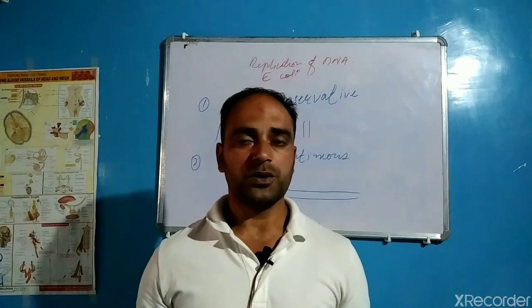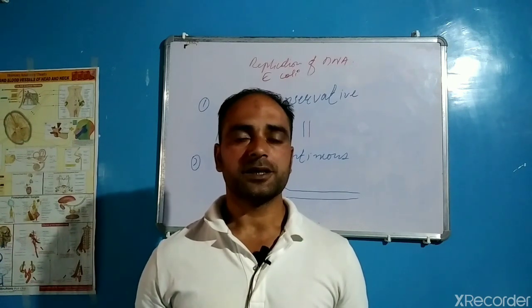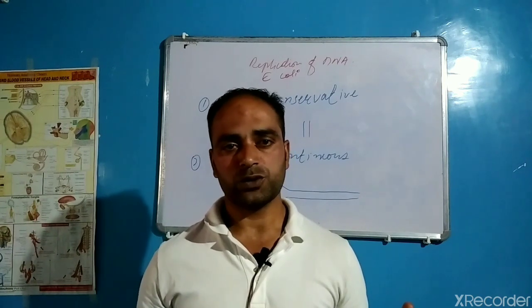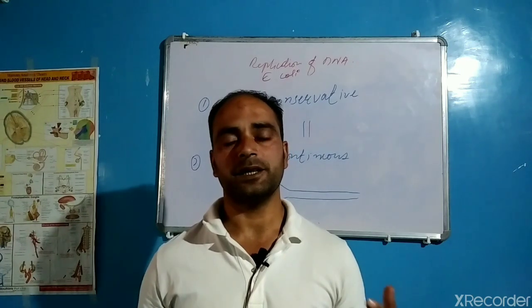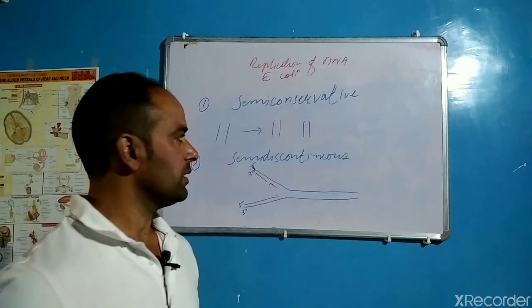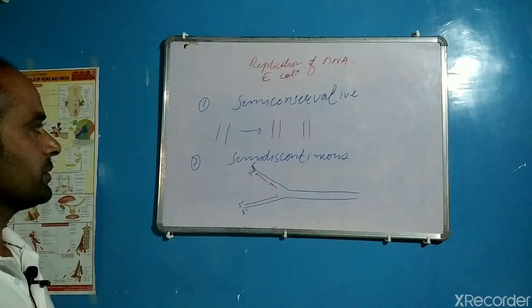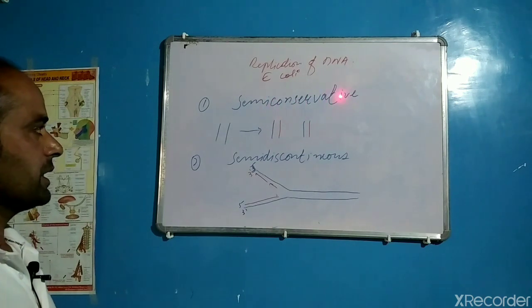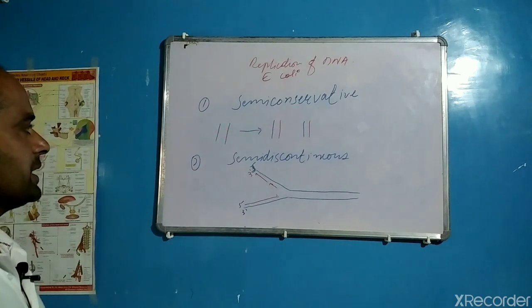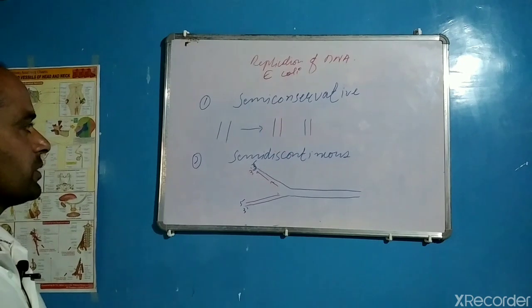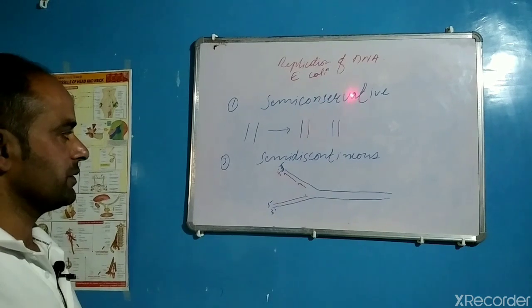First of all, we should know the basics of how DNA replication takes place. Certain things should be kept in mind before we begin initiation, elongation and termination of DNA. First of all, DNA replication is semi-conservative. That means one of the parental strands acts as a template to synthesize the new daughter strand. This is known as semi-conservative.